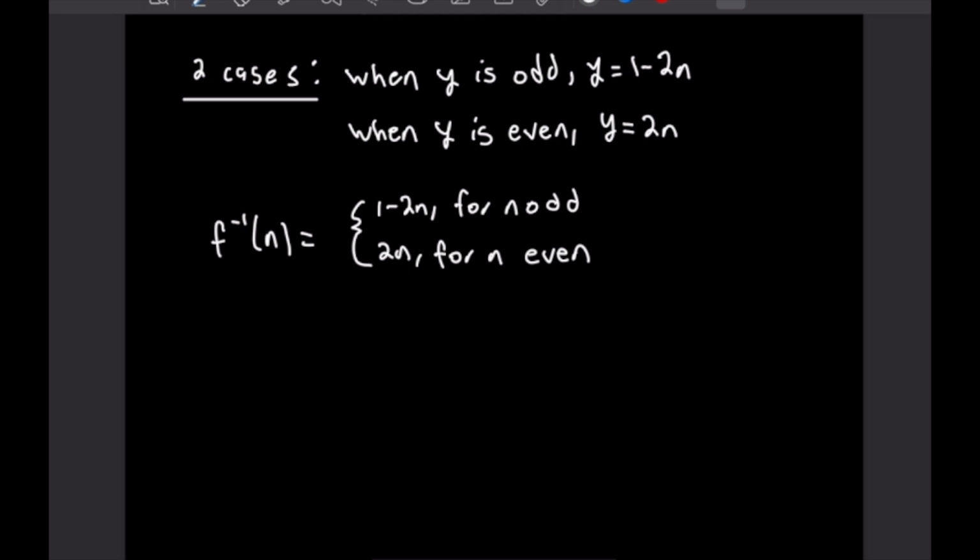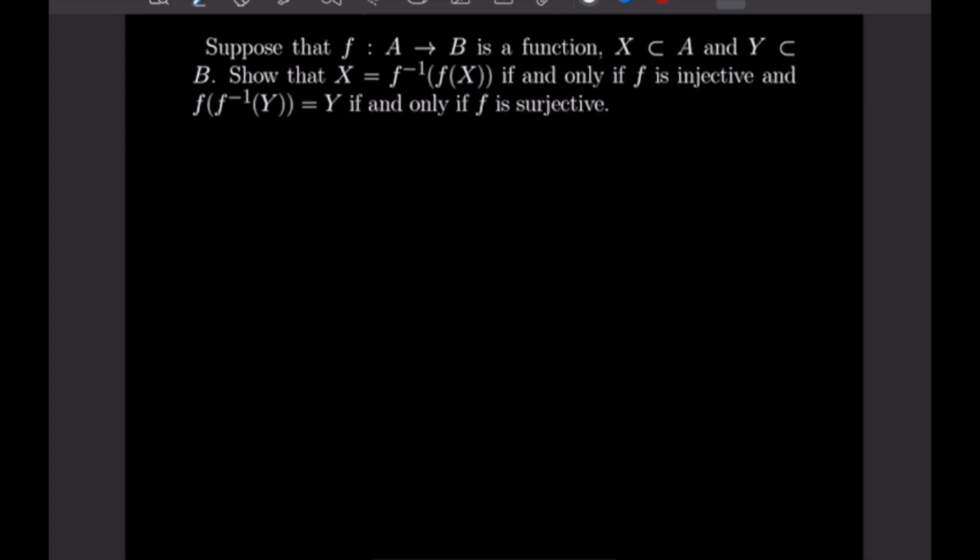So let's go ahead and get into our last problem, which is a big proof. So for this proof, we have two if and only if statements, which means we need to prove the forward and reverse directions on both of these, which will give us a total of 4 proofs. So let me go ahead and read the statements. So we're going to suppose that f is a function from A to B, and we have X is a subset of A and Y is a subset of B.